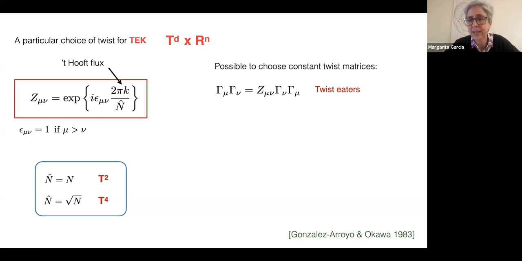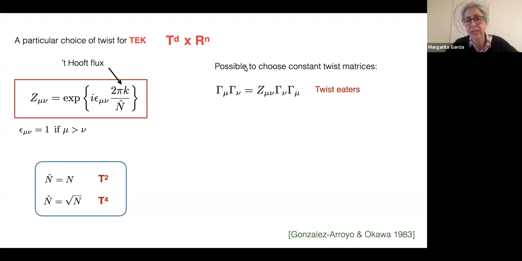So for TEK, there is a particular choice of twist that is made. Let me assume that I'm living on a torus of d dimensions times R to the n. And then the twist that is taken for Eguchi-Kawai reduction takes this form. So it's an element of the center of the group. This epsilon mu nu takes this form. And then you have k over n hat, where n hat depends on the size of the dimensions of the torus you are considering. For instance, if you are taking a T2, it's directly N. But if you are living on a T4, then it's the square root of N.